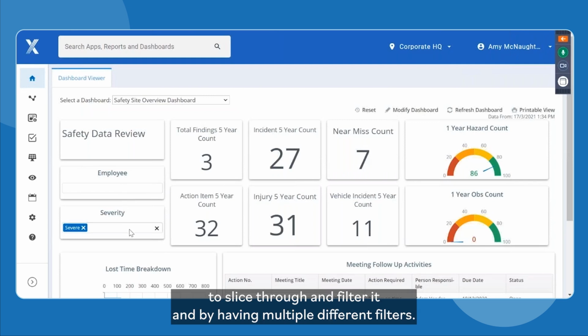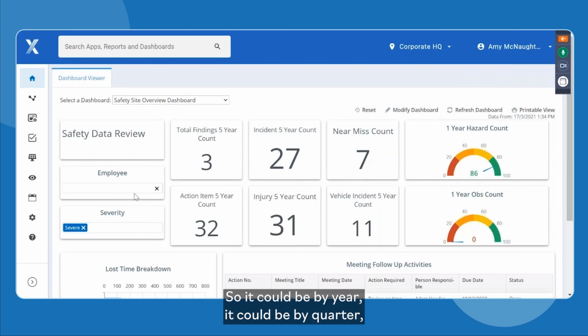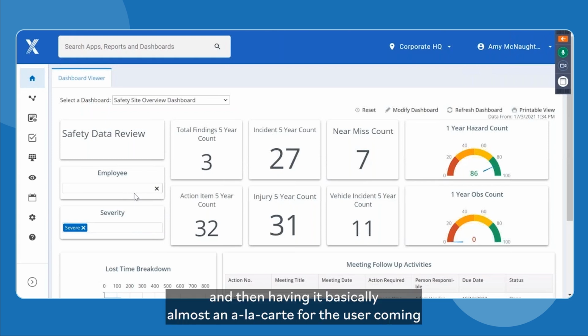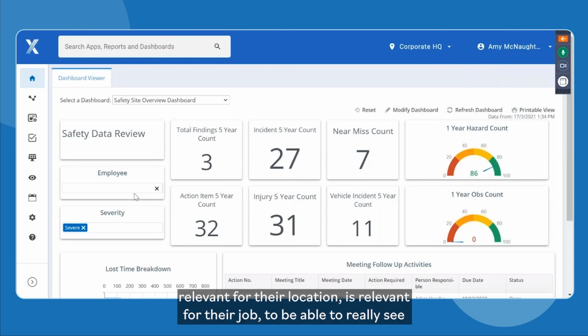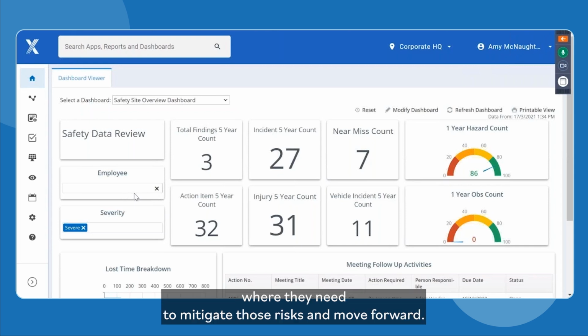And by having multiple different filters, it could be by year, it could be by quarter, it could be by employee, could be by location. Having that data available and then having it basically almost a la carte for the user coming in, where they can slice and dice it as they would like to do those analytics. So, like Lauren kind of went through in your 5 whys, you may have 5 or 6 different filters that are there so that people can drill down and find the information that is either relevant for their location, is relevant for their job, to be able to really see where they need to mitigate those risks and kind of move forward.